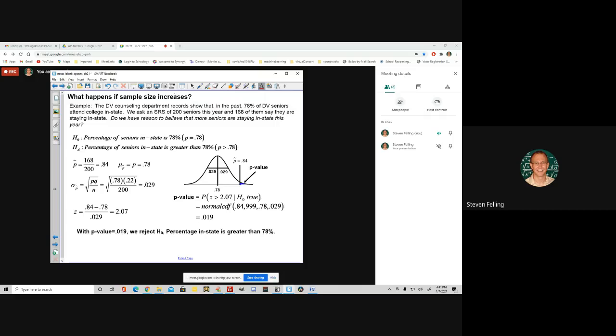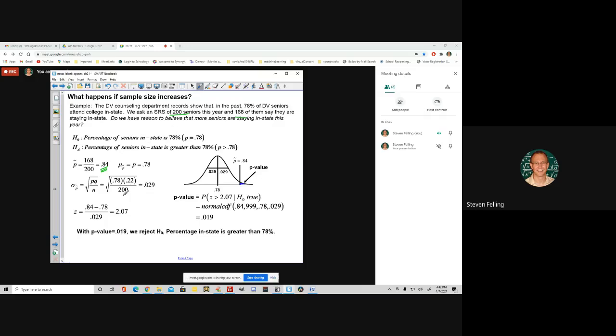Okay, but what if we just increased the sample size? Same year, same set of students, same population, but we took a larger sample. So let's say that this time we took a sample of 200 seniors and 168 of them said that they stayed in state, which is the same 84%, right? So the same percentage in the sample. We go through the same hypotheses.